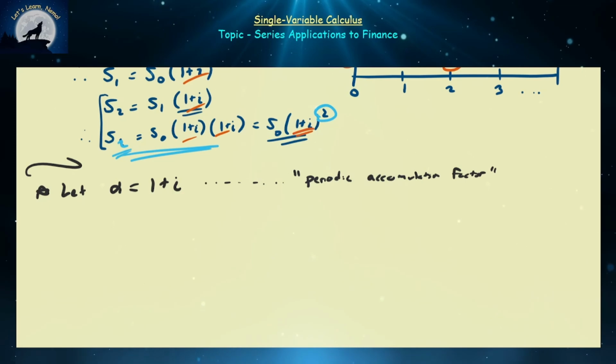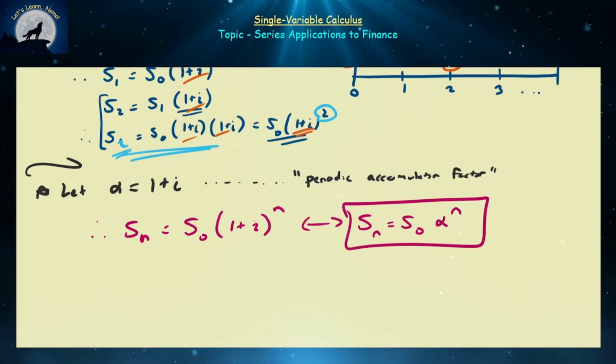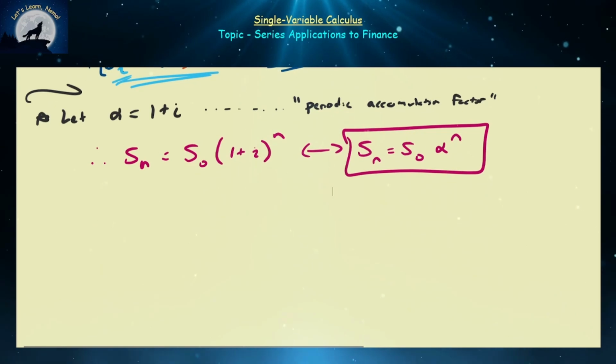Obviously that little subscript and that superscript will match, and you can use induction to show that Sn will be equal to S0 times 1 plus I to the power of n, or equivalently, Sn is equal to S0 times alpha to the power of n. And this is a very, very important equation. But we're not moving money into the future. We're trying to see what those future transactions are worth today. So we need to move them back into the past, into our present day.